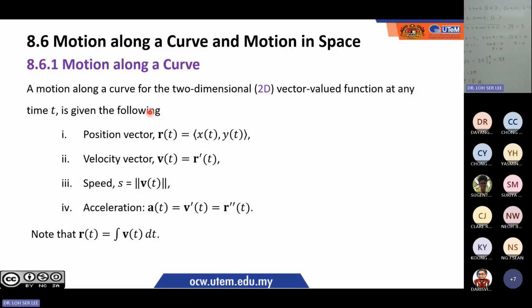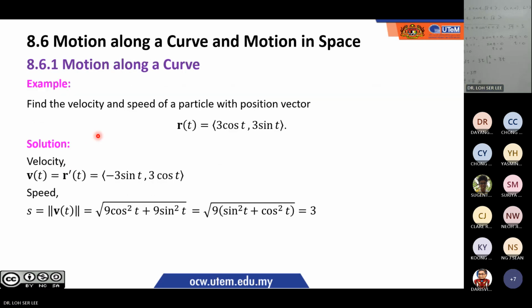Okay, so when you are given the position vector, you differentiate to get velocity and acceleration. And if you are given the acceleration function, that means you need to integrate to get the velocity and integrate again to get the position vector. We look at the first example.